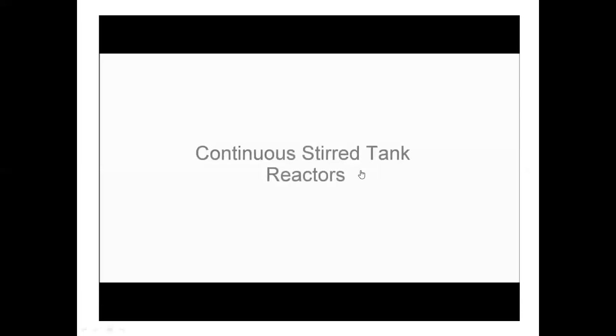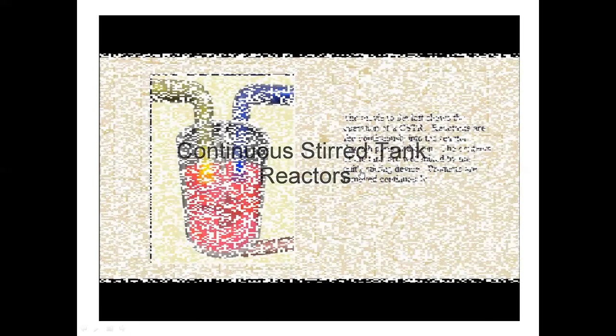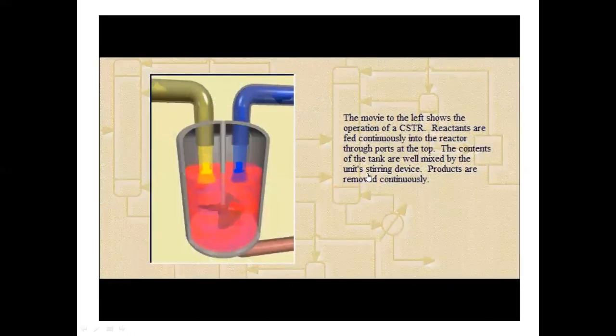Okay, so continuous addition, let's look at it again. Tank reactors are open systems that operate on a steady state basis. Reactants are continuously introduced into the reactor, while products are continuously removed. CSTRs are very well mixed, so the contents have relatively uniform properties like temperature, density, etc. throughout. Also, conditions in the reactor's exit stream are the same as those inside the tank.